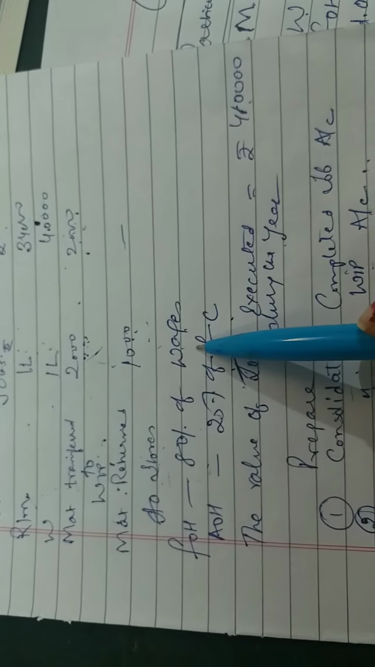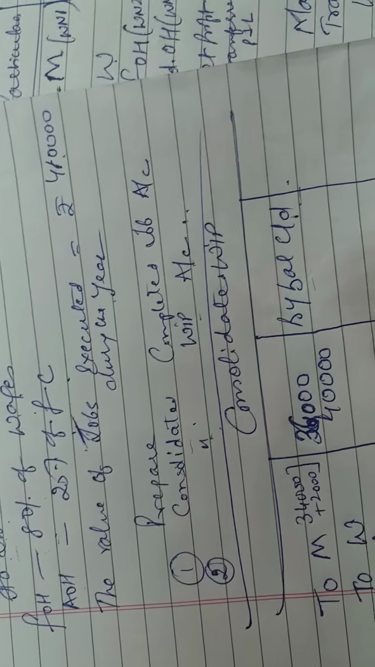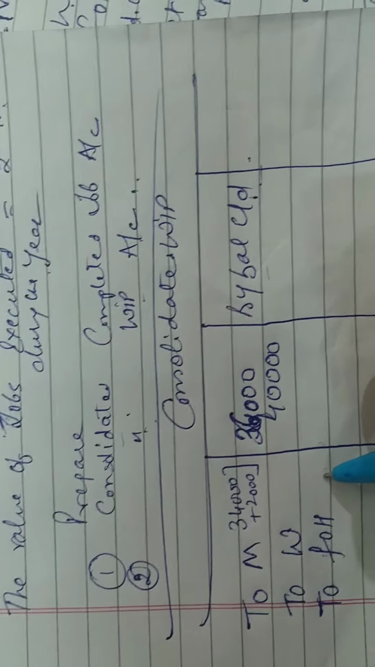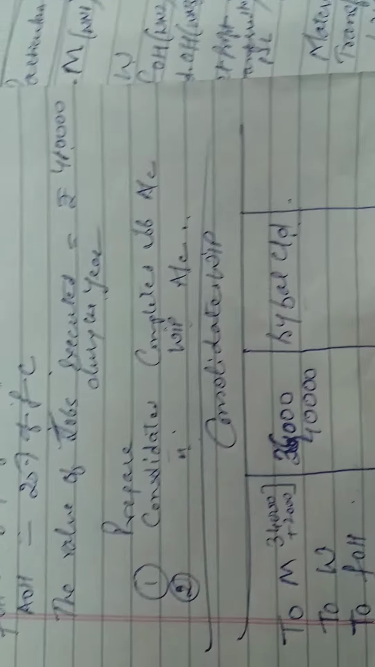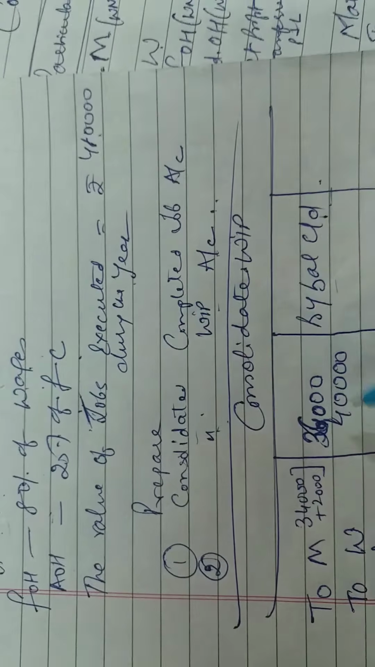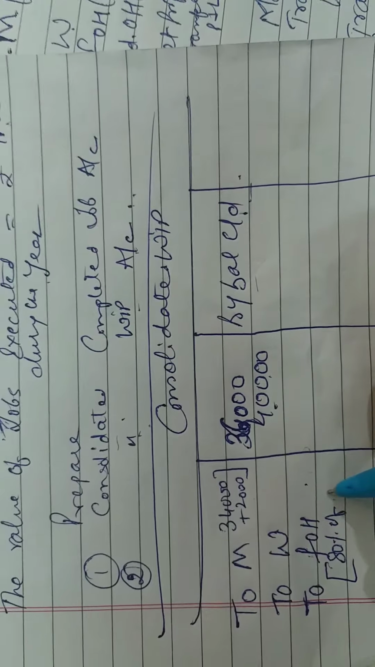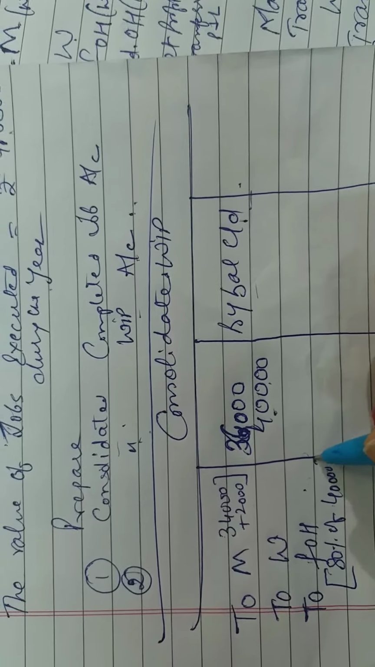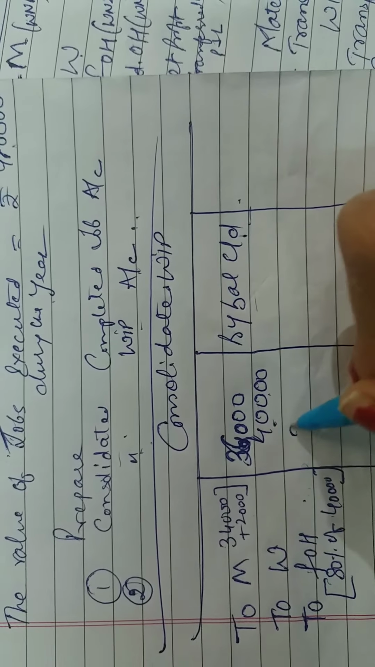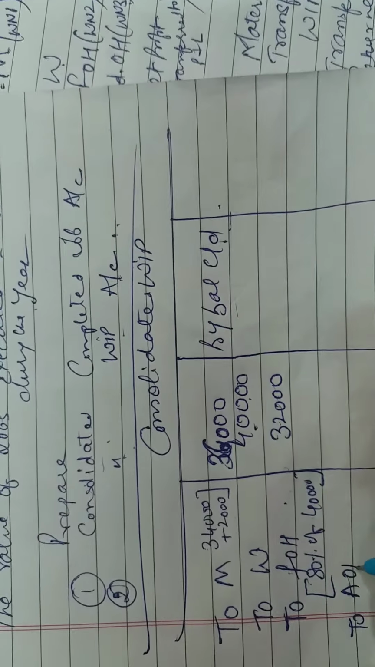Then the next one, factory overheads are 80% of wages. So you can go to the working notes and prepare. Now I will not change the page, so that's why it is written here: 80% of wages. So 80% of 40,000, we are going to have 32,000 over here, and then the administration overheads.